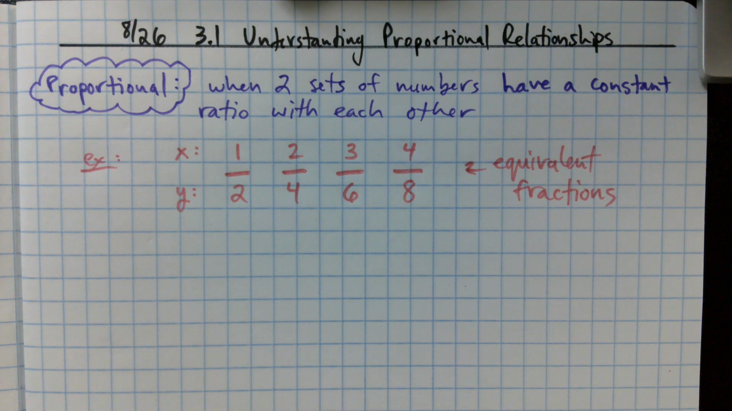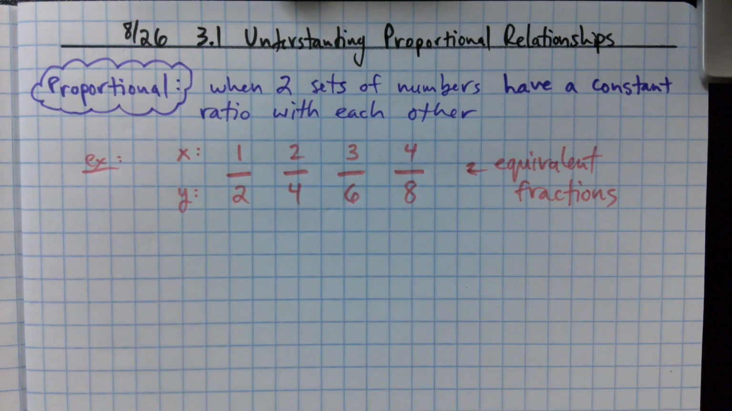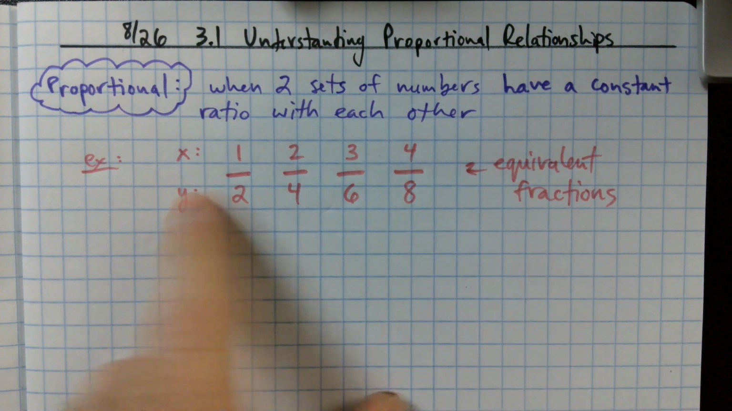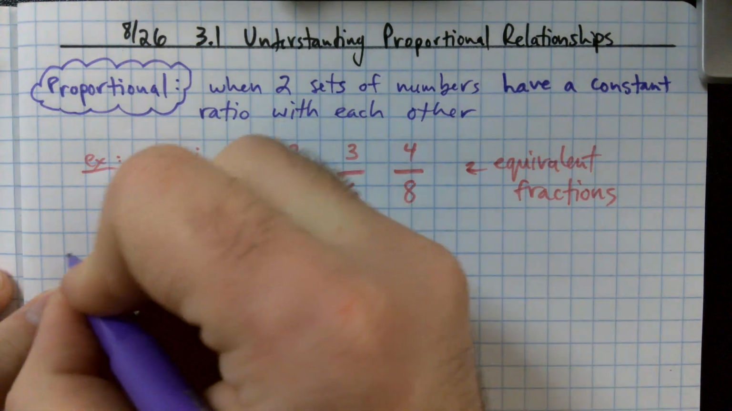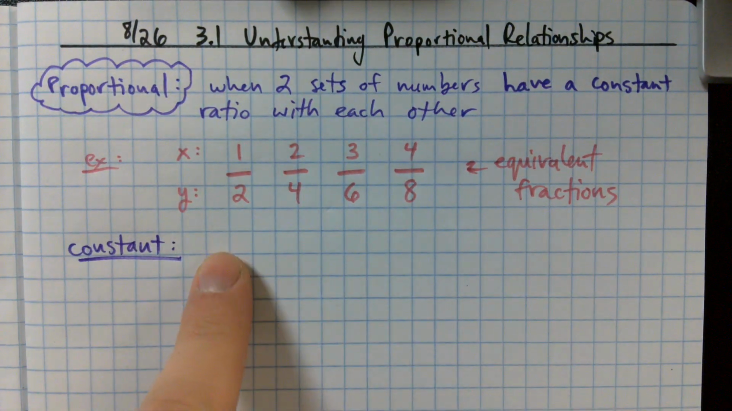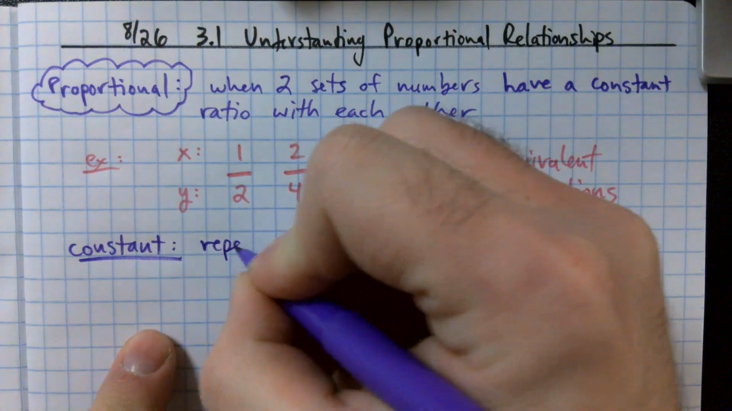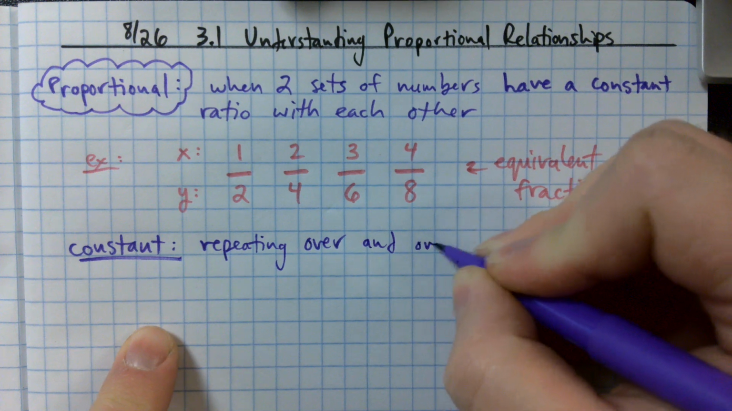So that's what a proportional relationship looks like. We're going to see it in a little bit different of a light, but that's the idea behind it, right? Now, if I had 1/2 and then 1/3, that wouldn't be proportional because they're not the same, right? So yeah, these are ratios. They're equivalent. That's good. Constant. And we could say constant, just so we remember, means repeating over and over in the same pattern, like we said.